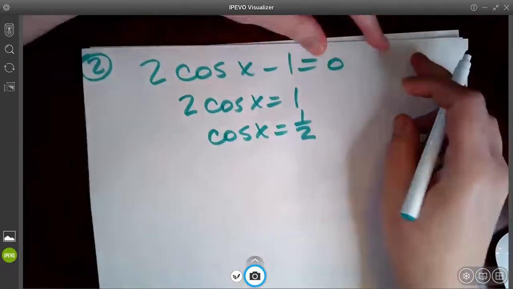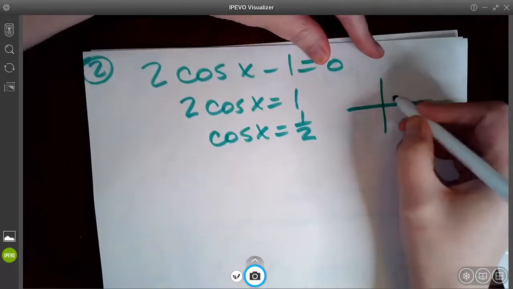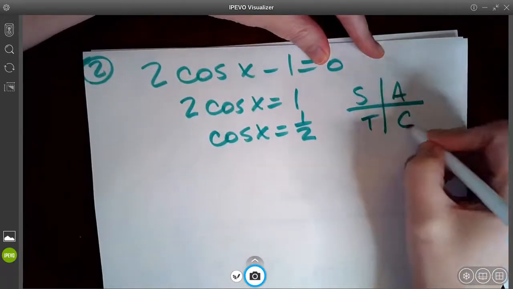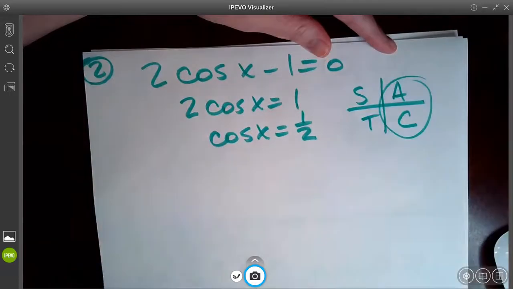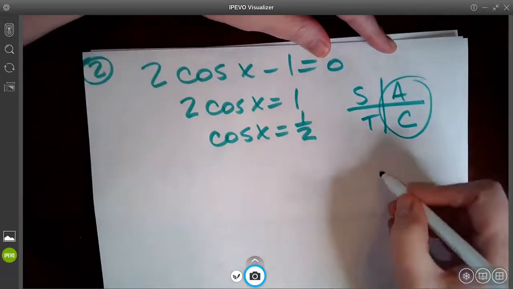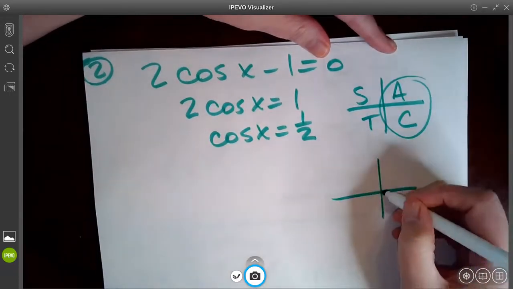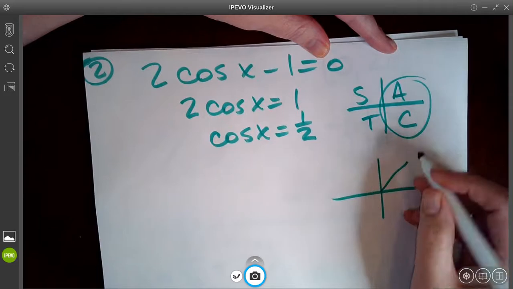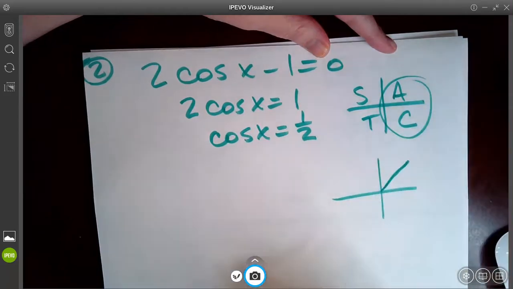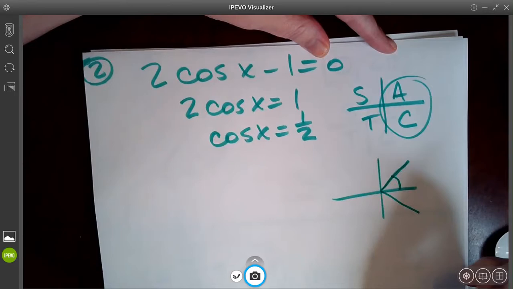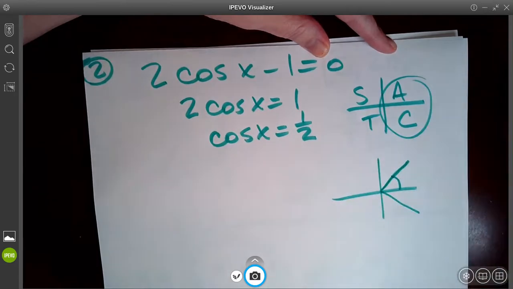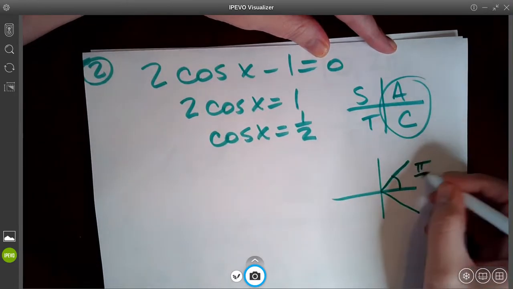So if I think about cosine now, where is cosine positive? We have all students take calculus. Cosine is positive in quadrant 1 and 4. So I'm going to need the two angles. I need cosine equal to 1/2 here, and I need the angle here. So this angle, of course, is pi over 3.